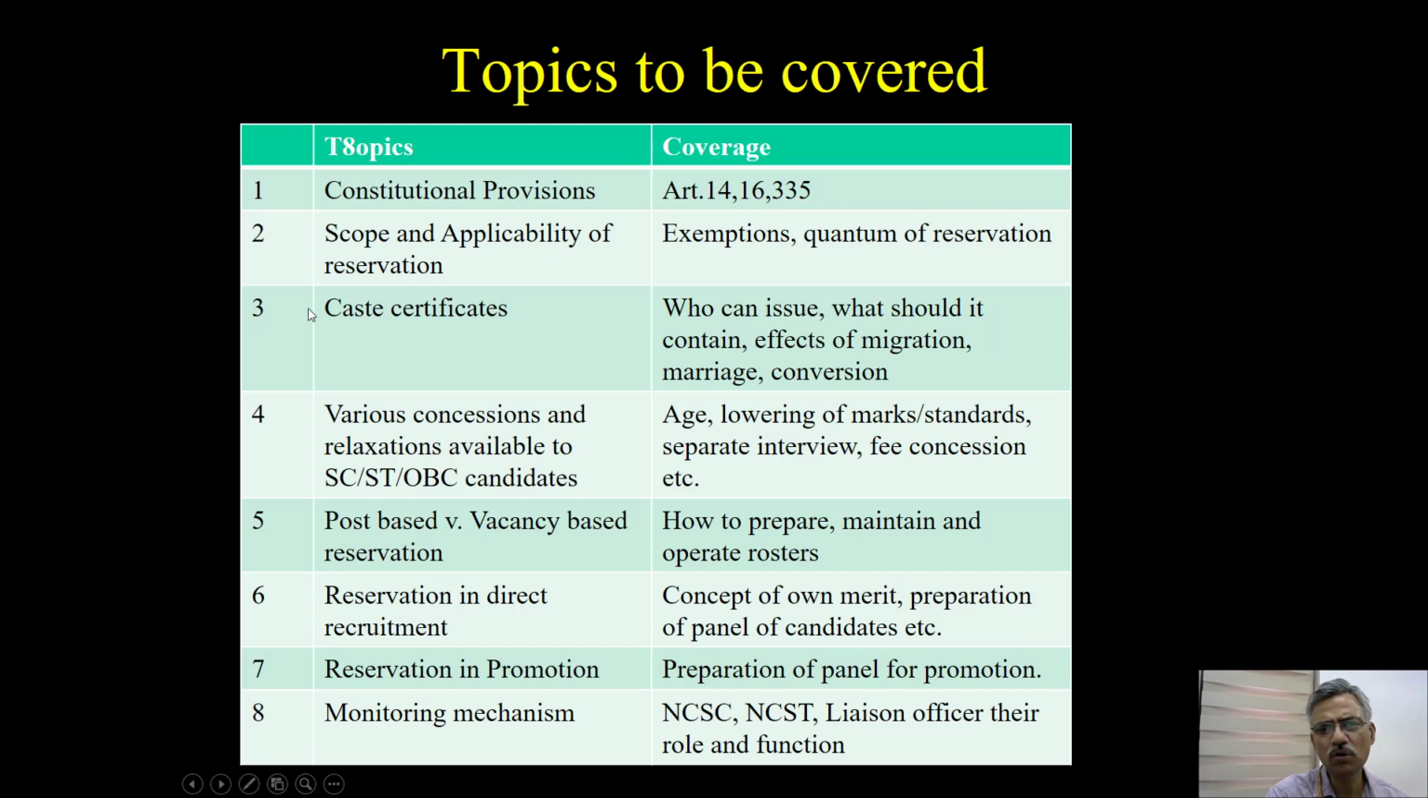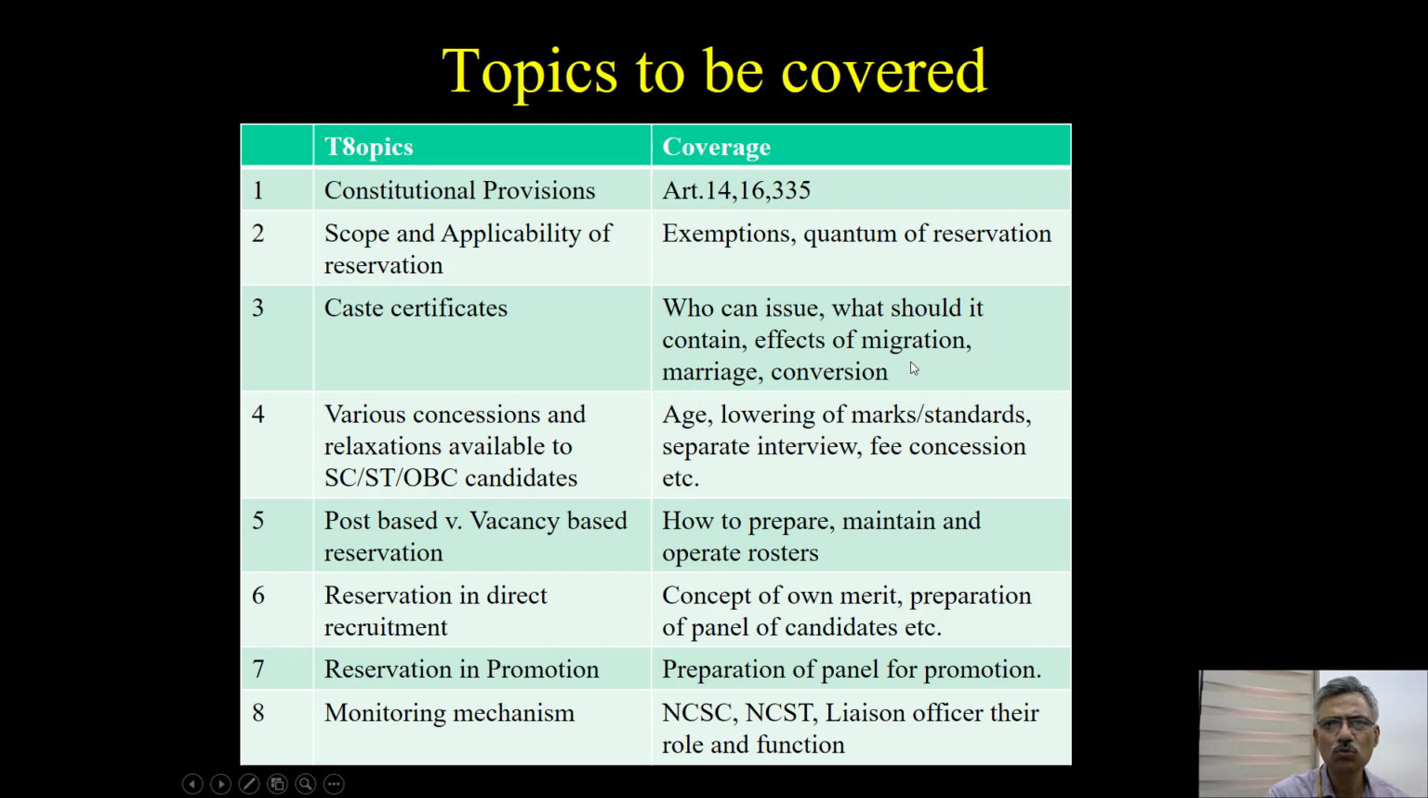Then very important topic is caste certificates. To get the benefit of reservation, a candidate must possess a certificate. We will see who can issue the certificates, because we know not everybody can issue a certificate. Only revenue authorities are entitled to issue certificates. Why? What should it contain? We will also see the effect of migration.